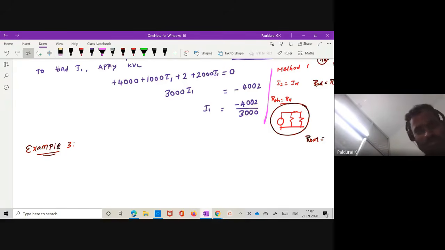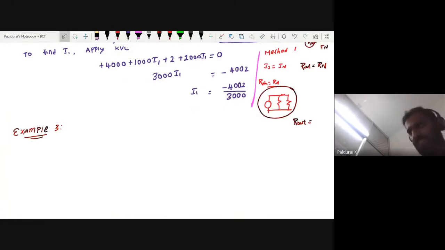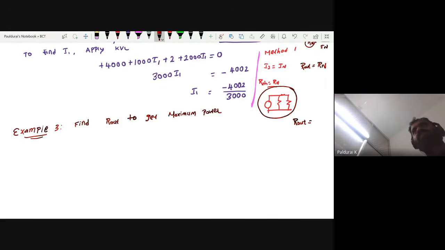Okay, now take the third problem, my final problem on maximum power transfer theorem. Find R out to get maximum power. No, I am forwarding all my problems for all topics. Okay, so please go through them.